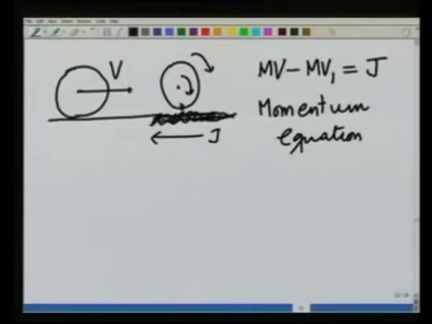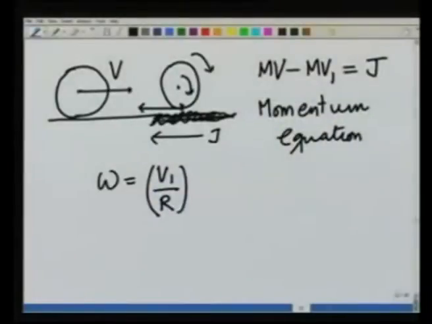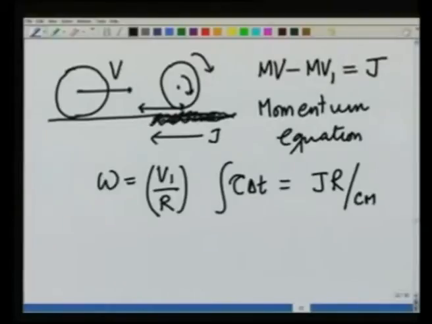Not only that, if it is rolling, then it should also be rotating about the center of mass with the speed v1 over r, and therefore it has gained an angular momentum about the center of mass. Where does this angular momentum come from? That angular momentum comes from the impulse that it got here. So the torque impulse it got is equal to j times r with respect to the center of mass.